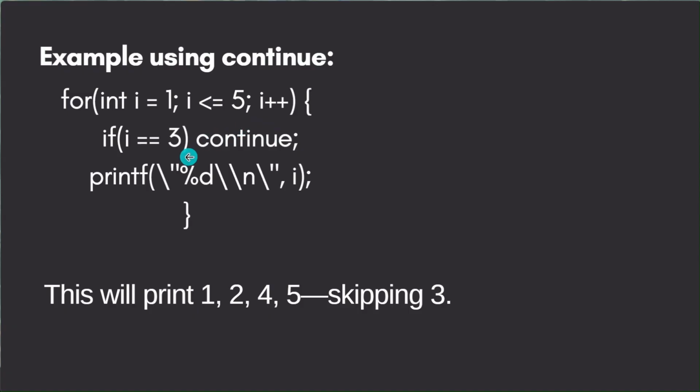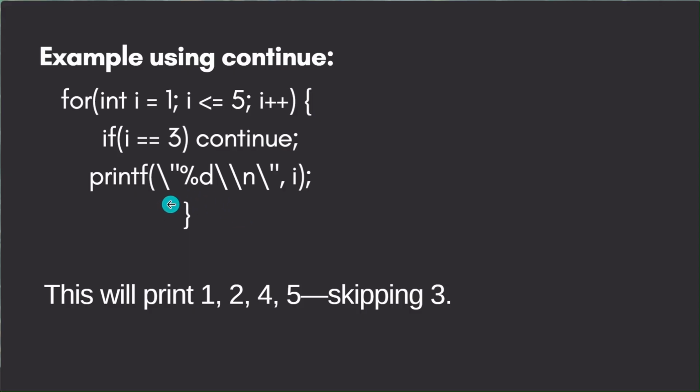Inside the loop, this checks whether i is equal to 3. If it is, then the continue statement is executed. The continue statement skips the rest of the code in the current loop iteration and then moves to the next iteration of the loop. So when i equals 3, the printf line is not executed.